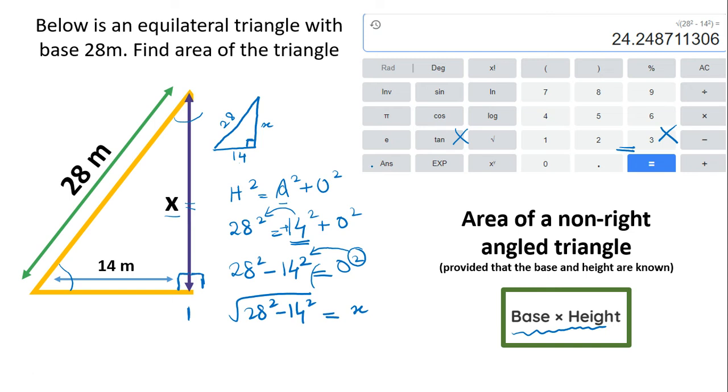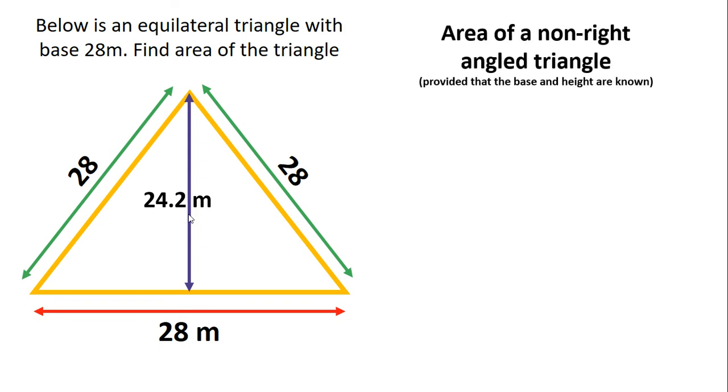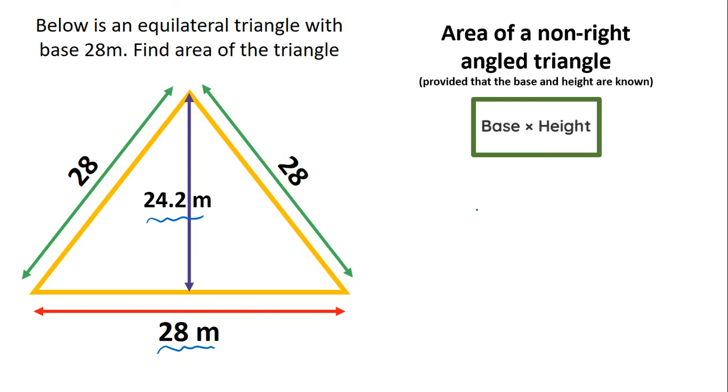When I look at my scientific calculator, the square root of 28 squared minus 14 squared is 24.2, which means my x right here is 24.2 meters. So my height that was x initially now becomes 24.2. Now that I have my height as 24.2, if I look back at my formula, the area of a non-right angle triangle, provided that I have the base and the height, is base times height. So I have my base as 28, I have my height as 24.2.